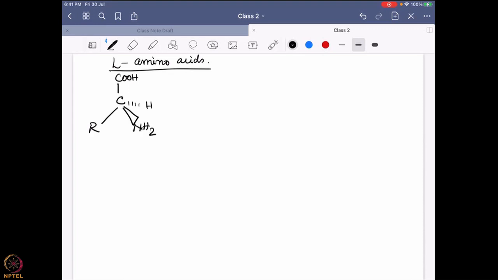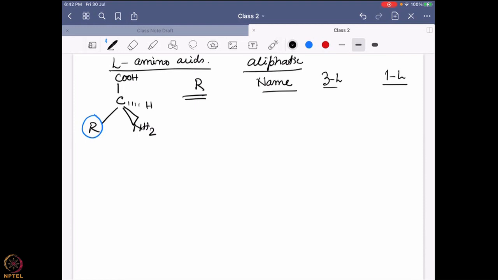The rest of the thing will be same. What will be the changing thing will be the R group. So over here, I am going to write the structure of the R group, the name of the amino acid, the three letter code and the one letter code. So they are actually explained in either of them. So the first set of the system I'm going to talk about are known as the aliphatic amino acids. That means the R group is typically an aliphatic group.